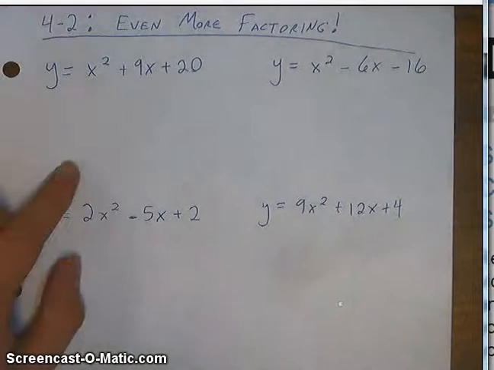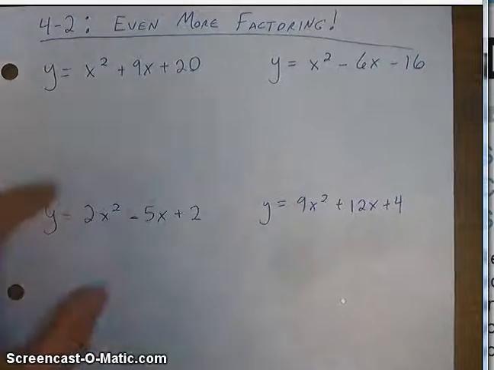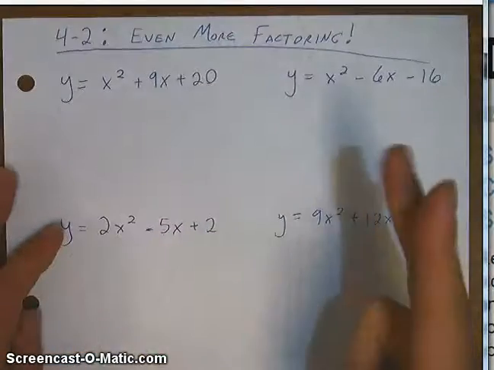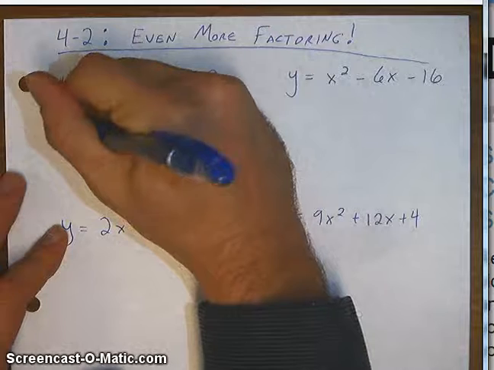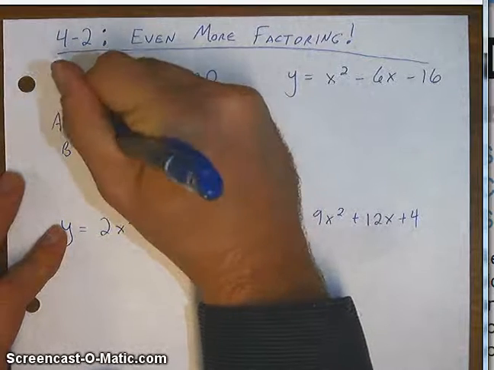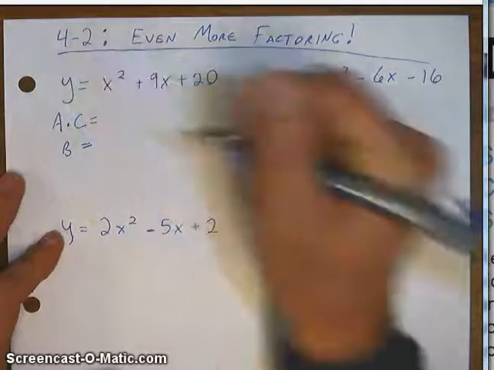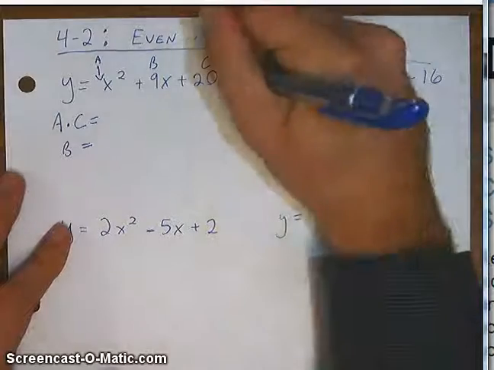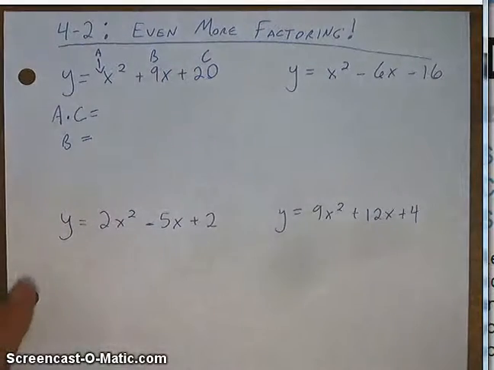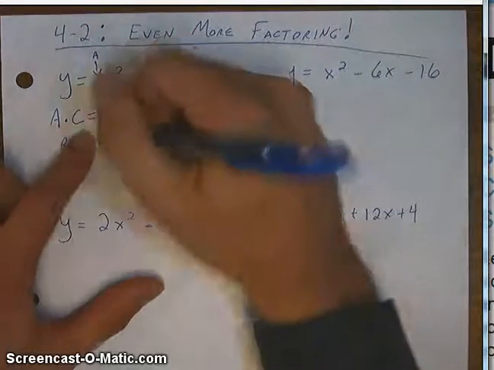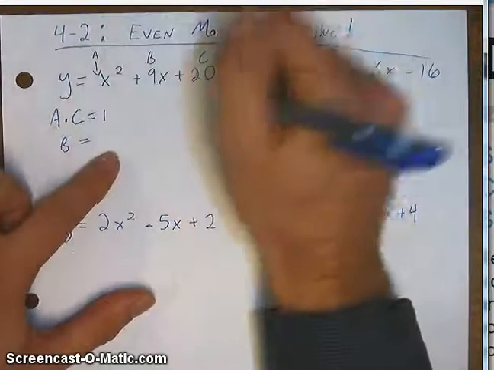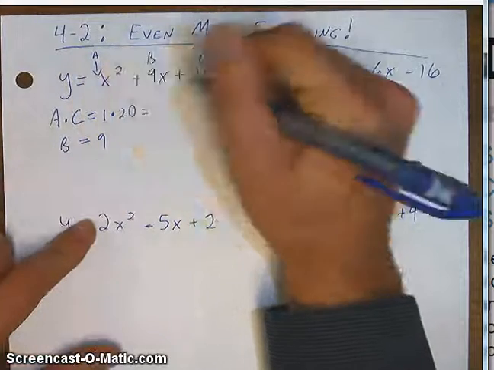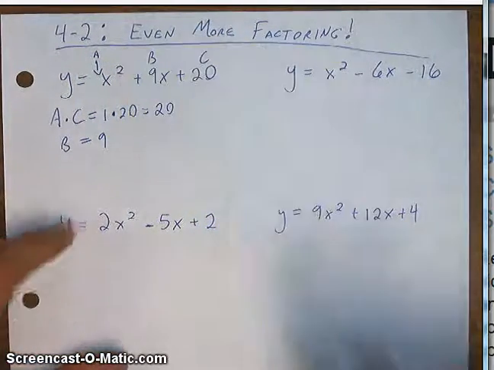I'm starting right here with y equals x squared plus 9x plus 20. The way I like to think about these is through two values: a times c and the value of b. Remember, a is the number in front of the x squared, b is the number in front of the x, and c is the number on the end when you're in standard form. So a is 1 in this case, c is 20, and b is 9. So 1 times 20 is just 20, and then b is 9.